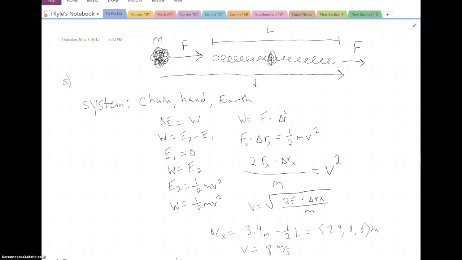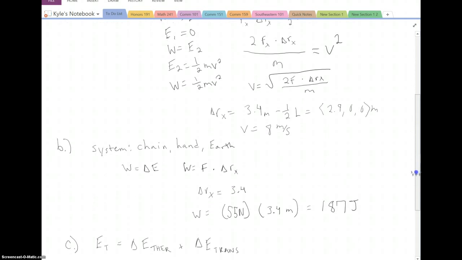We have our force given. We have our delta Rx now, and we have our m. And we plug all that in, and that lets us solve that velocity equals 8 meters per second. Alright.